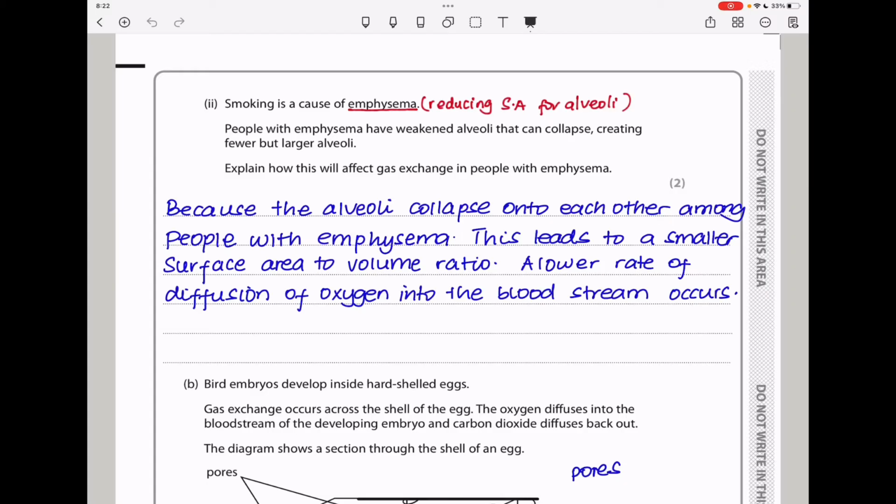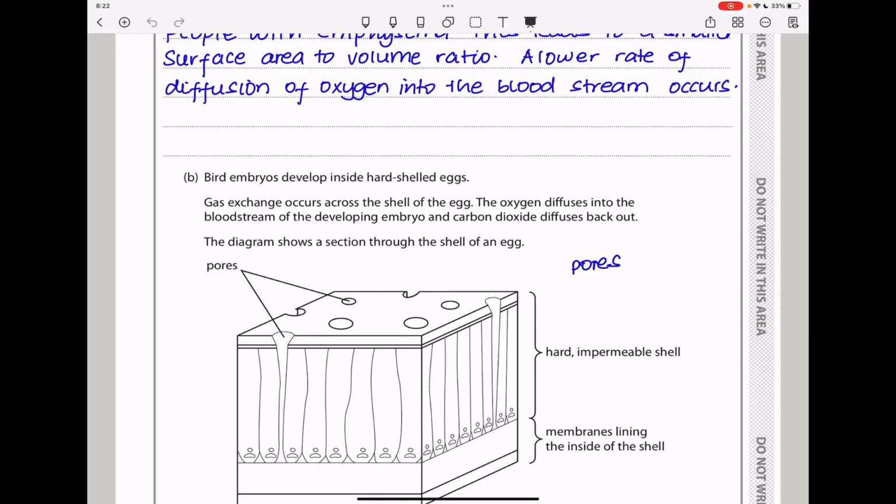So I said, because the alveoli collapse onto each other among people with emphysema, this leads to a smaller surface area to volume ratio and a lower rate of diffusion of oxygen into the bloodstream. The next part says, brood embryos develop inside hard-shelled eggs. Gas exchange occurs across the shell of the egg. The oxygen diffuses into the bloodstream of the developing embryo, and carbon dioxide diffuses back out.